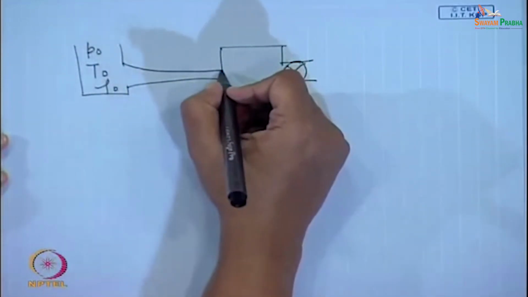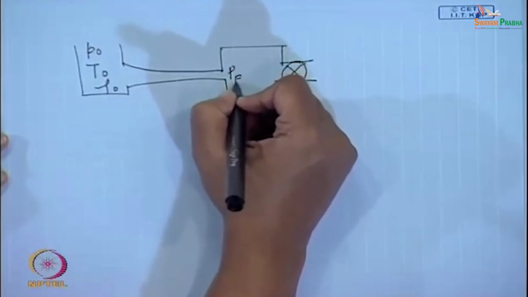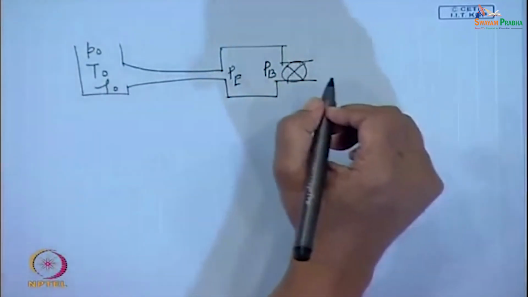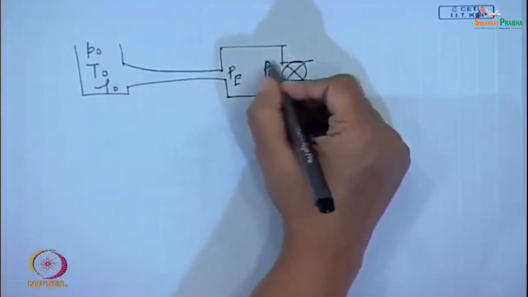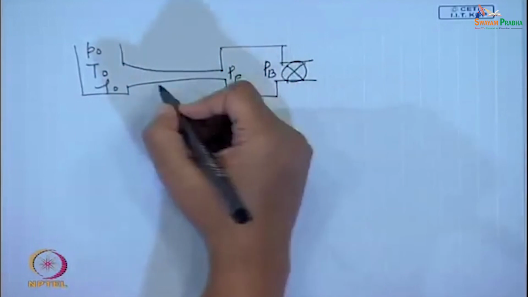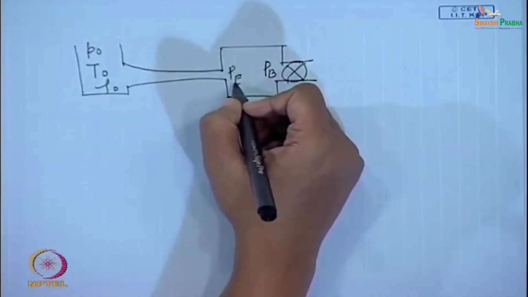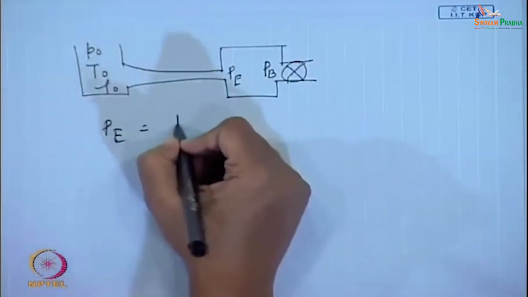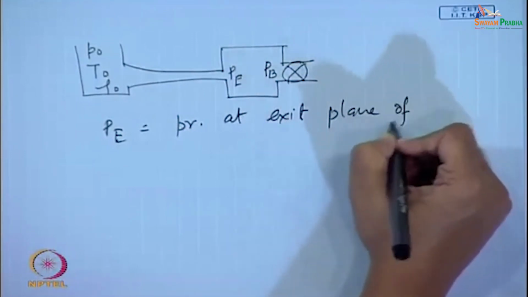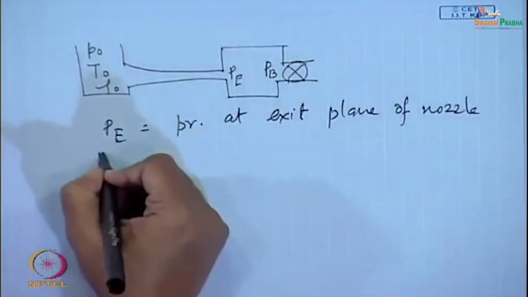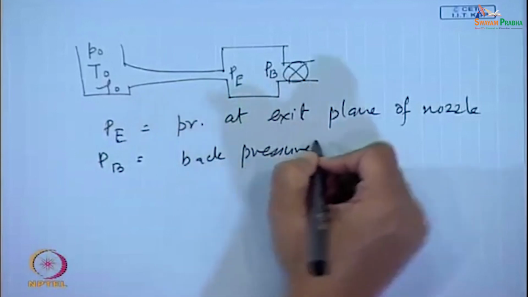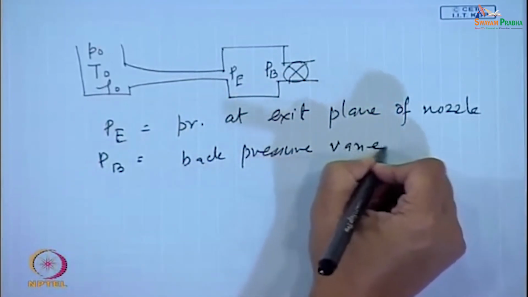Okay. Here just at the exit of the nozzle, P exit or PE, and in this particular tank we have a back pressure which is PB. This back pressure is regulated by means of opening or closing this particular valve. Okay. So, PE is the pressure at the exit plane of the nozzle. If I write it down, PB is the back pressure varied by valve.